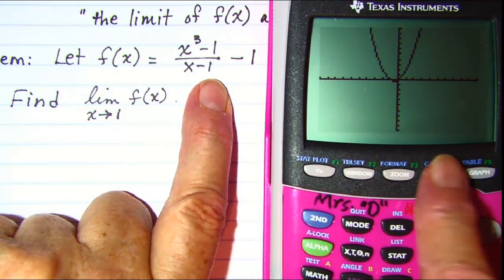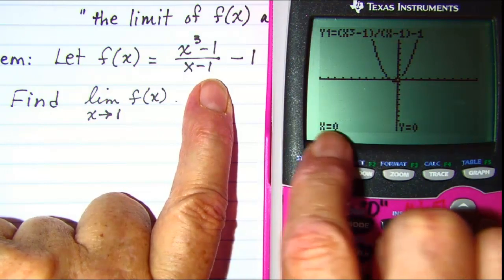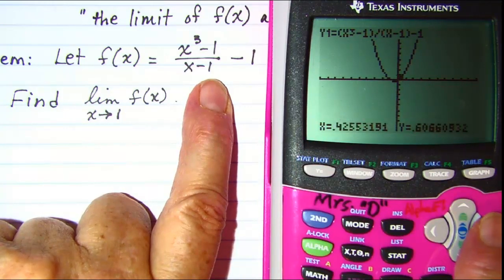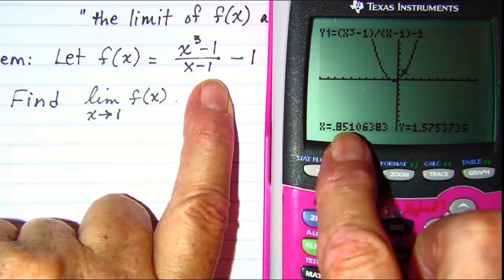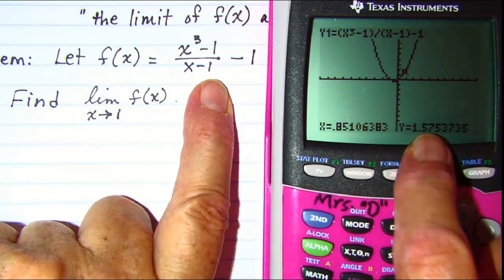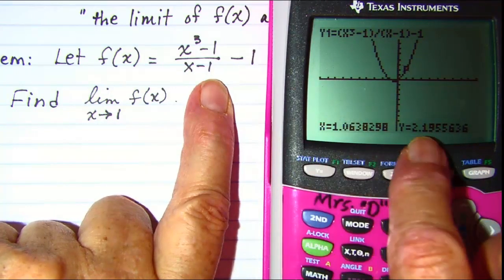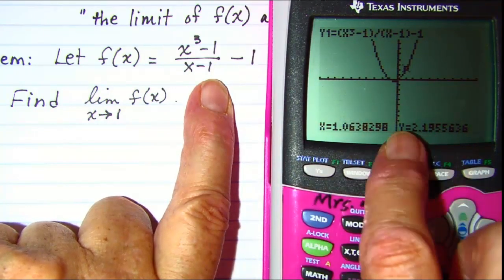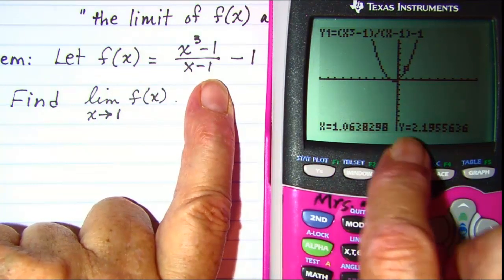If we did a trace and approached x equal 1, keep an eye out right here. We want to get close to x equal 1. We can see that when x is less than 1, we have about 1.6. When x is more than 1, we have a little more than 2. So I'm thinking that the limit is going to be 2.